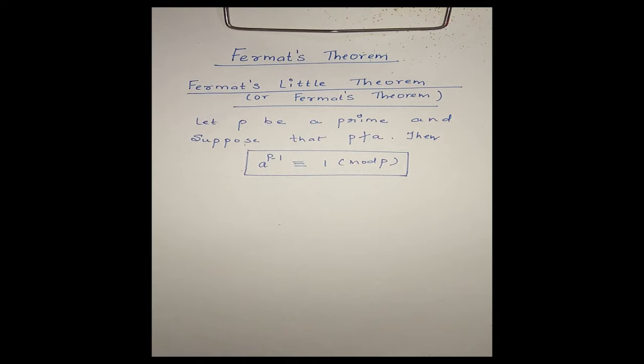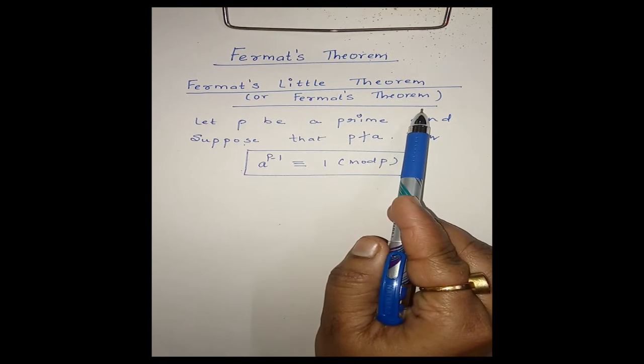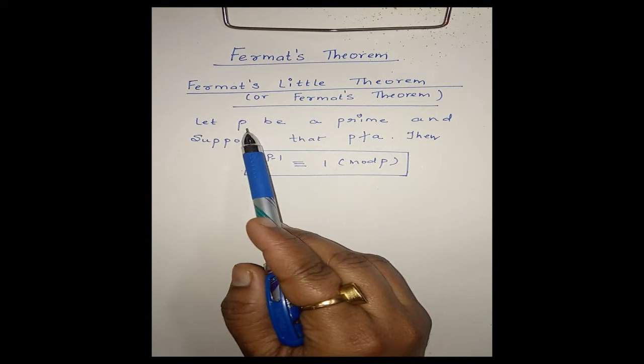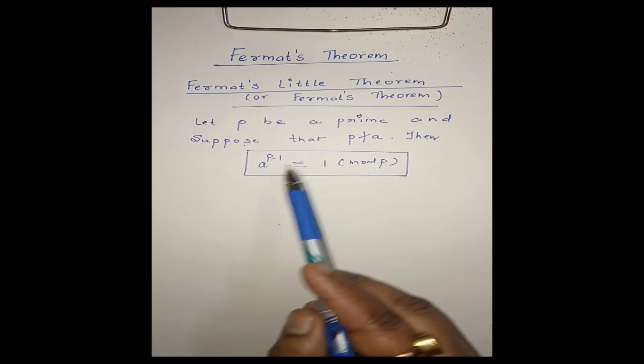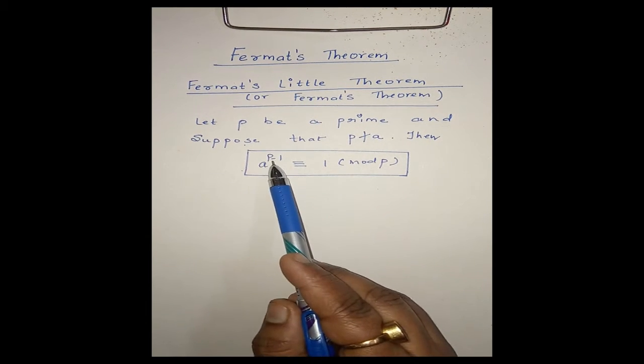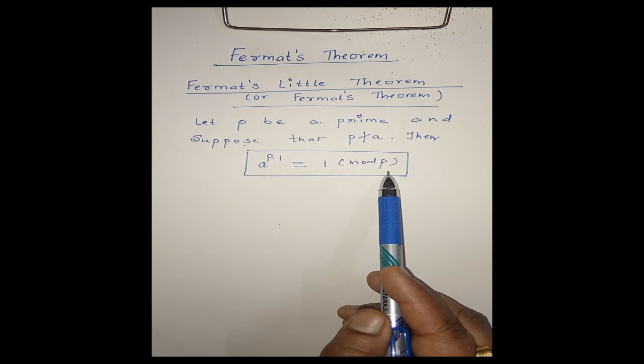Hello friends, in this video I'm going to discuss one of the very important theorems in congruences, Fermat's theorem. Let us come to the statement of Fermat's little theorem, or simply Fermat's theorem. The statement is: let P be a prime and suppose that P does not divide A. Then we have A power P minus 1 is congruent to 1 modulo P. This is Fermat's little theorem.